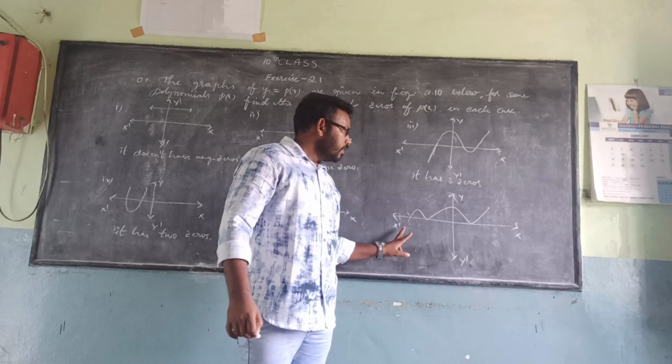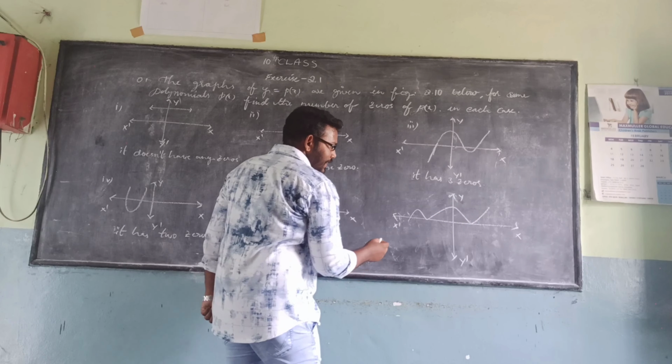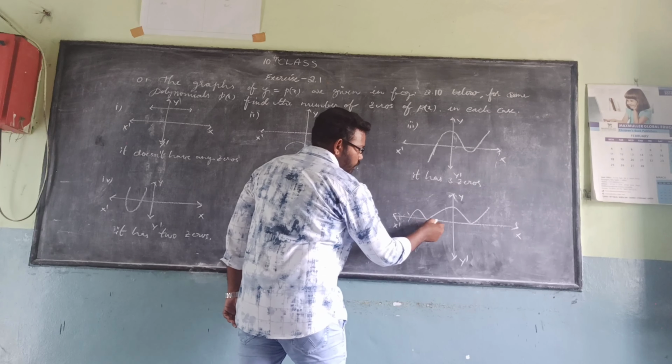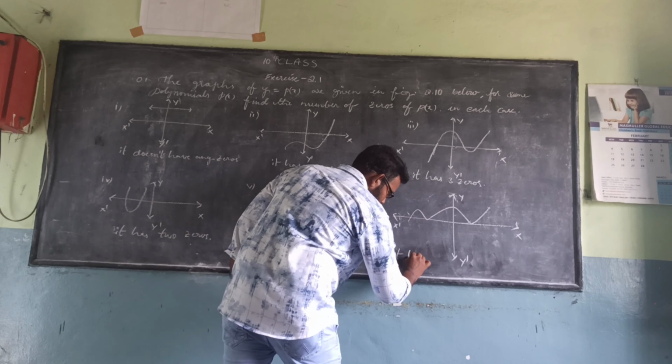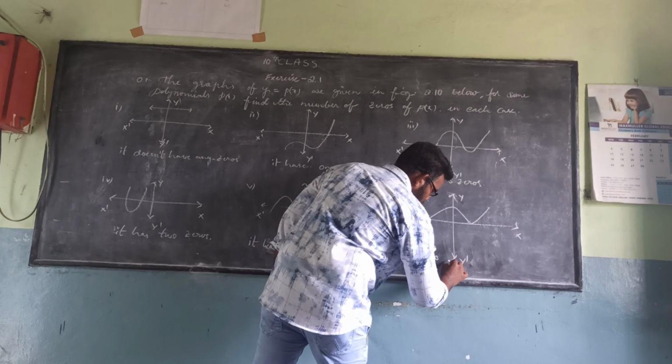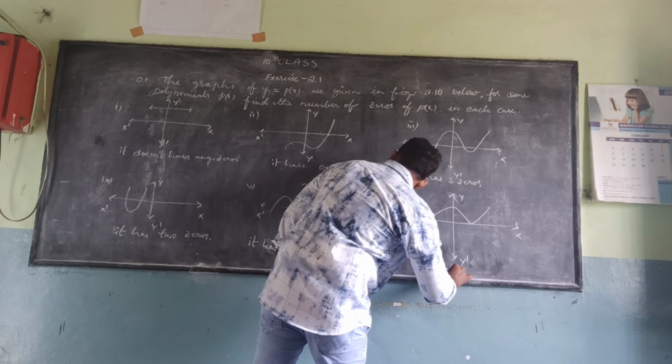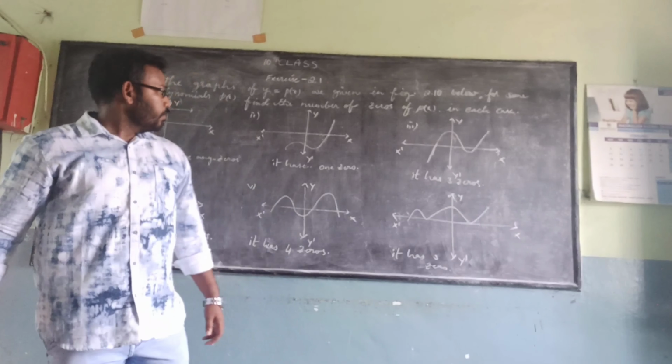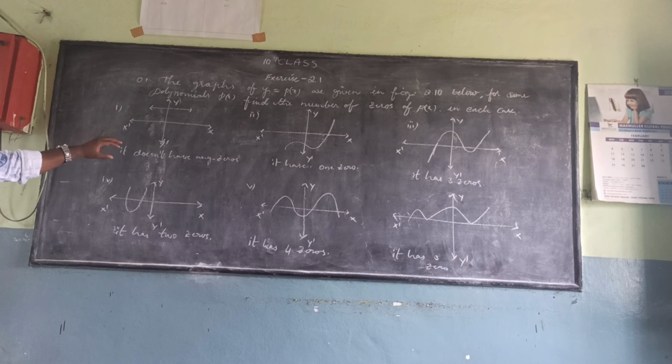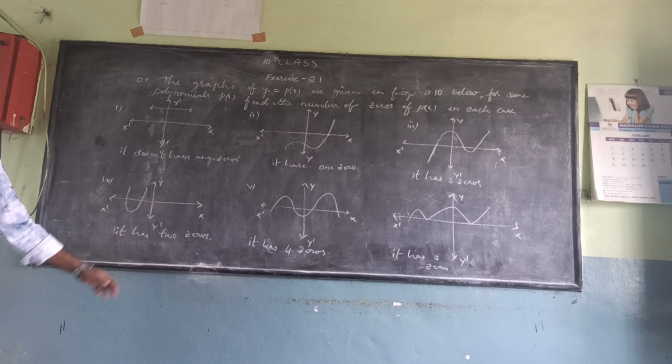Here this polynomial cuts the x-axis at 1, 2, 3 points. So it has 3 zeros. In this way, we can easily find out how many zeros exist by watching the graphs.